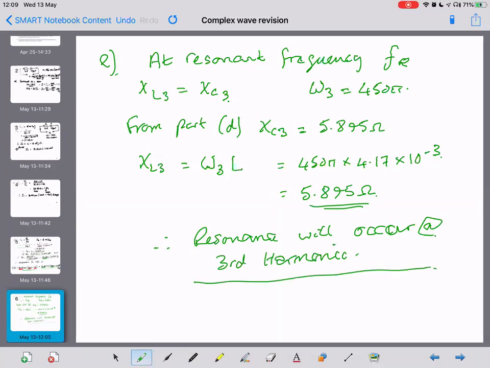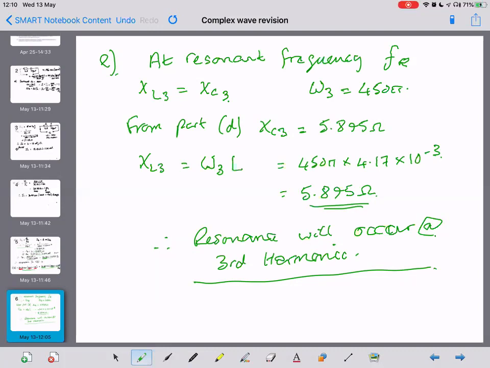But getting those 4 marks depends on you remembering and understanding what resonance means, as well as being able to do the calculations. What does resonance mean?